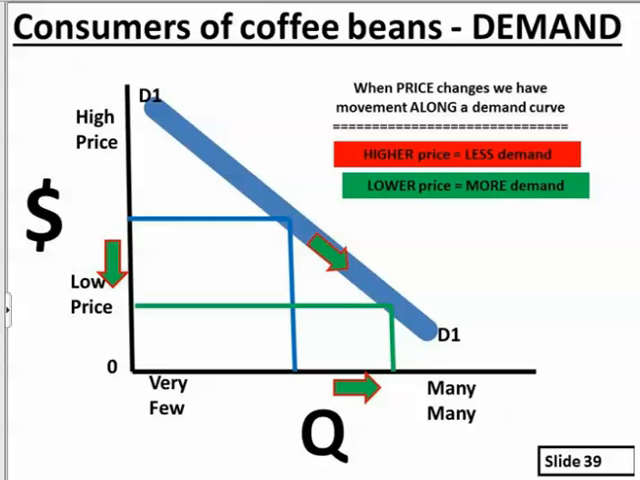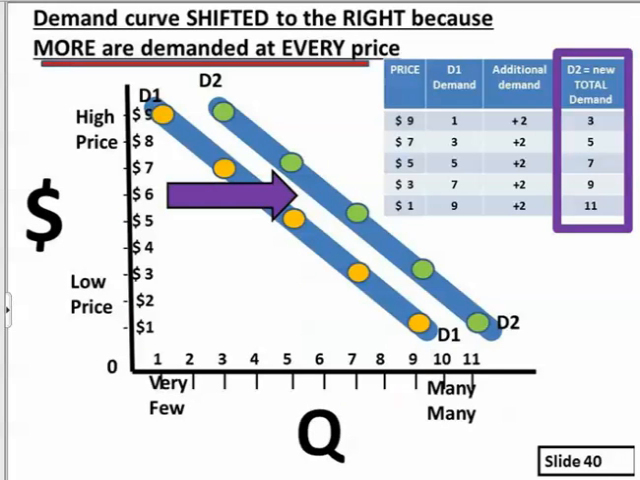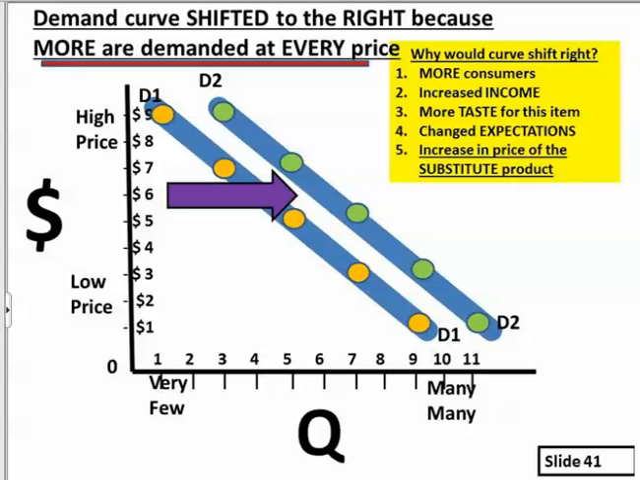Okay, higher or lower. There's a second situation that can happen where we can create a new demand curve, and if more is going to be demanded at every price, that new demand curve would be shifted to the right from the original demand curve. Remember, more equals movement or shift to the right. Okay, what would be an example?